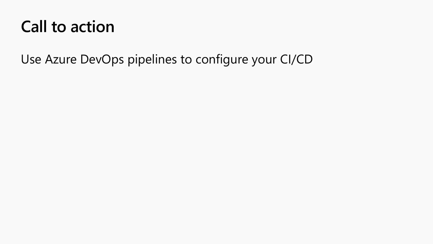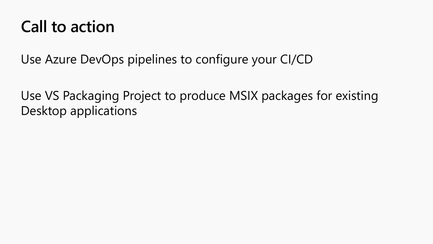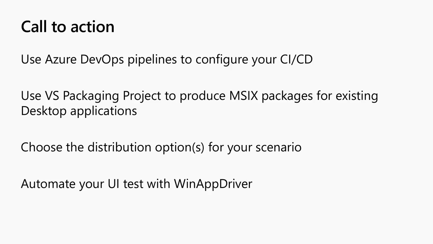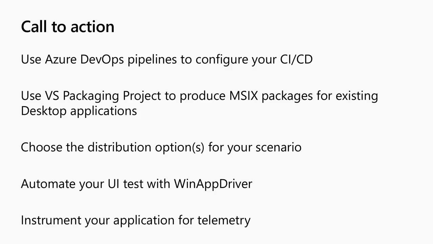So for you, the call to action is: use Azure DevOps to deploy your applications. It's super easy to use YAML files to customize your builds. Use the packaging project to produce MSIX packages so you can target a lot of machines super easily. And choose the best distribution option that makes sense to you. If you prefer non-store or a store location, anything is good. WinAppDriver is a nice tool that you can use to automate your UI tests. And finally, don't forget to instrument your application so you can get good insights about the app.